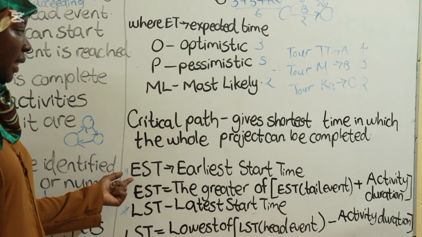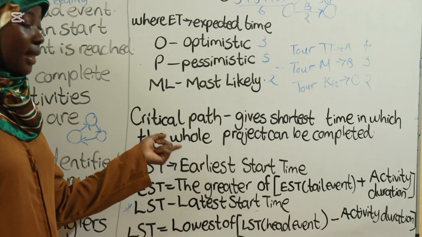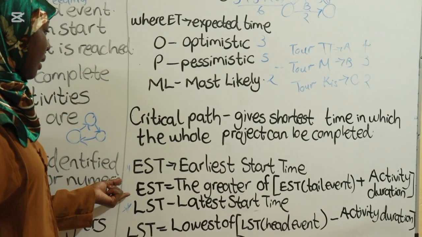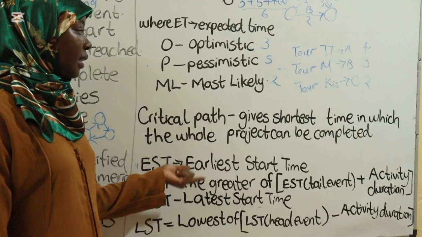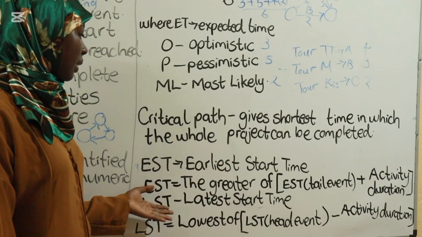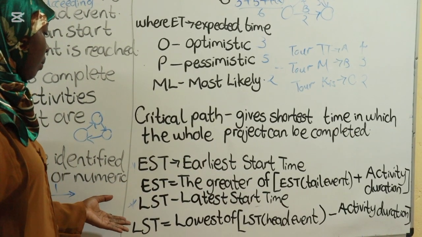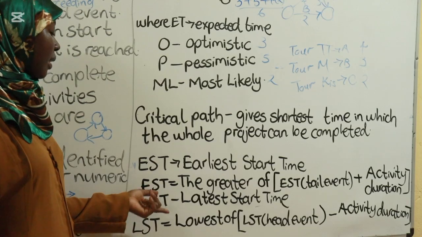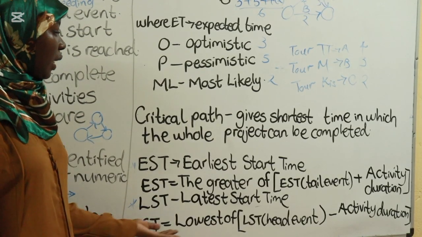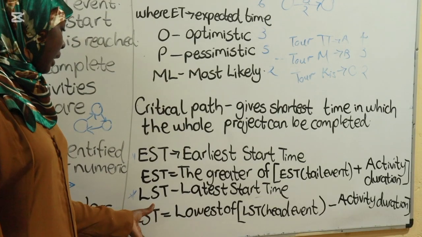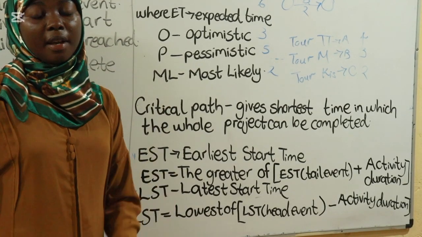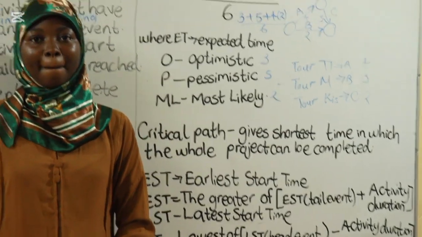We have the EST. The EST is the earliest start time. The earliest start time is the greater of EST tail event and activity duration. You'll see how this applies in an example. And then LST is the latest start time. This is the lowest of LST head event minus activity duration. You will see this as we look at our example.